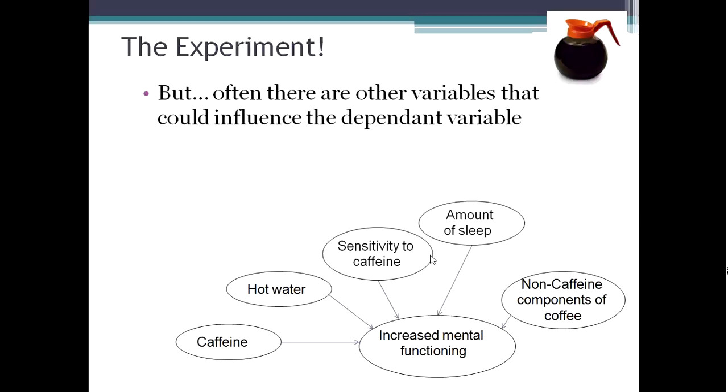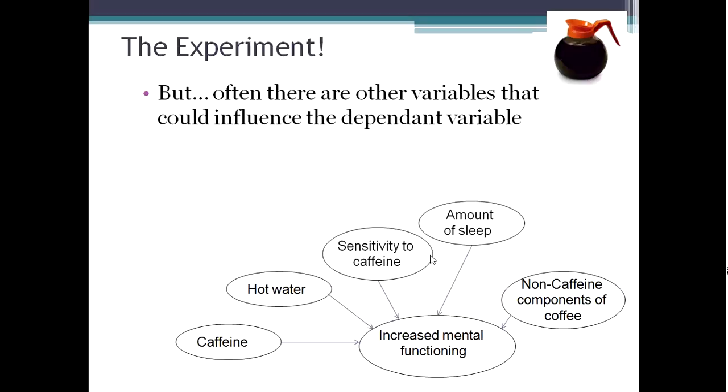There are also these other variables. Now, when I asked the question initially, can you think of other things that influence increased mental function? These are the kinds of variables that students will talk about, right? Well, sensitivity to caffeine, or maybe the amount of sleep that they got the night before, or baseline level of intelligence, right? How smart you are just generally. These are all things that are going to influence that dependent variable, the scores that participants get on this intelligence test. But these variables do not systematically vary with the independent variable.